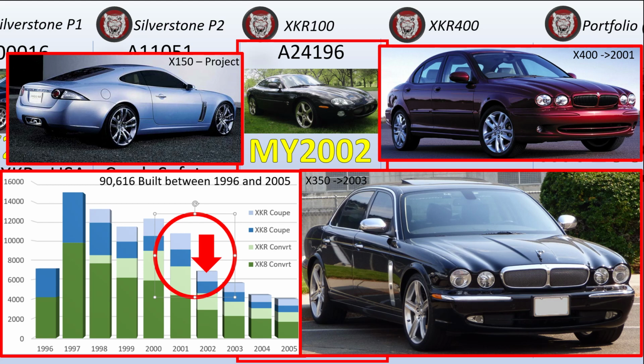Also the sales plummeted. If you see the build graph here, you can see between 2001 and 2002 there's a massive drop in sales. So I think Jaguar took their eye off the ball a little bit at this point. And these are the VIN numbers: A24186 onwards, model year 2002.